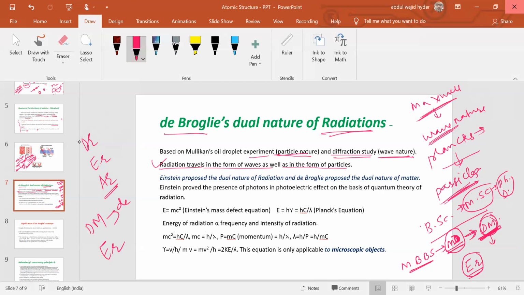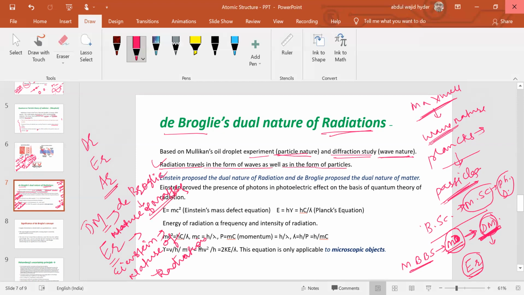DM means de Broglie. D stands for de Broglie. De Broglie gave the dual nature of matter. And ER: E stands for Einstein. Einstein gave the dual nature of radiation. So the nature of radiation was given by Einstein and the nature of matter was given by de Broglie.